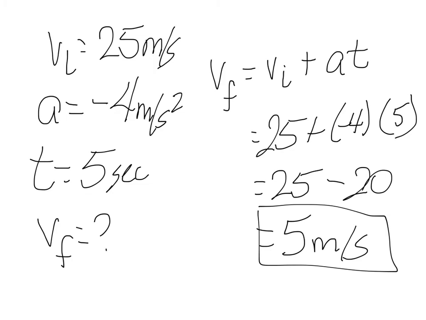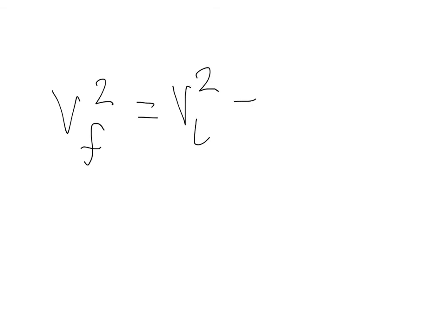This is basically how you do all the problems. There's only one equation which I did not do, and that is velocity final squared equals velocity initial squared plus 2AD.